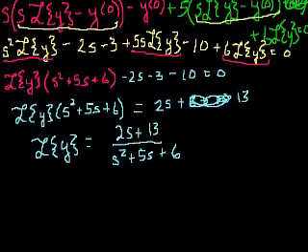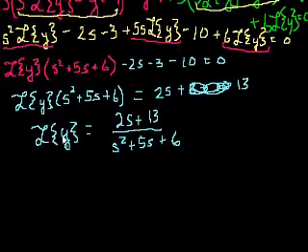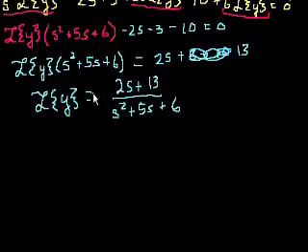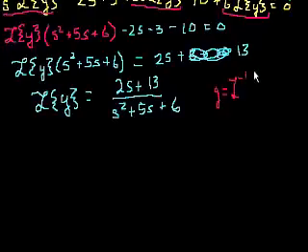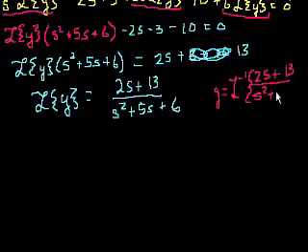So now our task in this video is to figure out what y is, given that its Laplace transform is this thing. Essentially, we're trying to take the inverse Laplace transform of both sides of this equation. So we could say that y is equal to the inverse Laplace transform of this thing, (2s plus 13) over (s squared plus 5s plus 6).